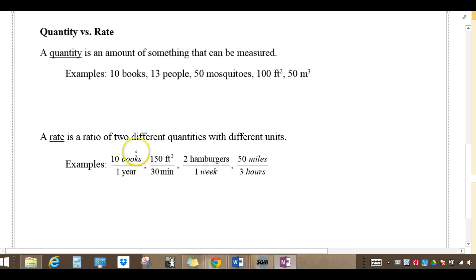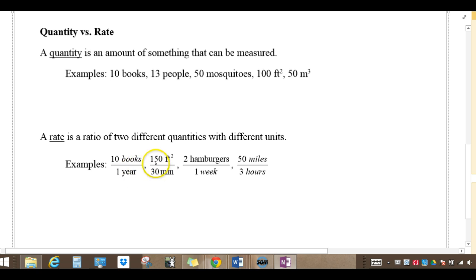So in this first example, I have 10 books, that's one quantity. And I have 1 year, that's another quantity, and they both have different units, so books and years. And if we want to put this into context to try to help understand the idea of rates, this might be the amount of books I can read in 1 year. So on average, I read, let's say, 10 books in 1 year.